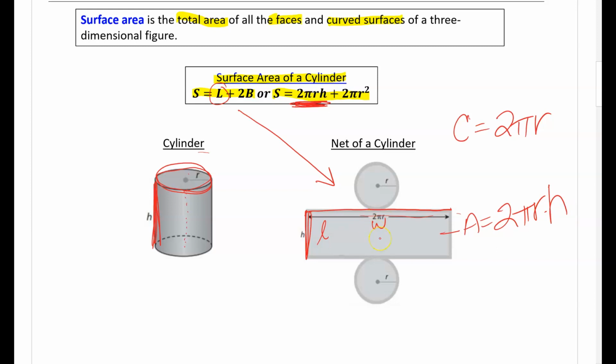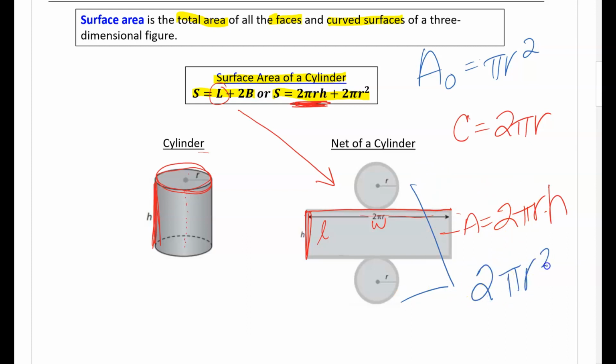And then I need to go add my two circles to it. So because I have two circles, and I know that the formula for area of a circle is pi r squared. So I have my radius, but because I have two circles, then I take that and then I multiply by 2. So I'm going to take my two circles, and I am going to take 2 times the formula for area of the circle, 2 pi r squared. So that's where I get this piece of the circle. That's using the net. That's kind of how we come up with the formula, okay?